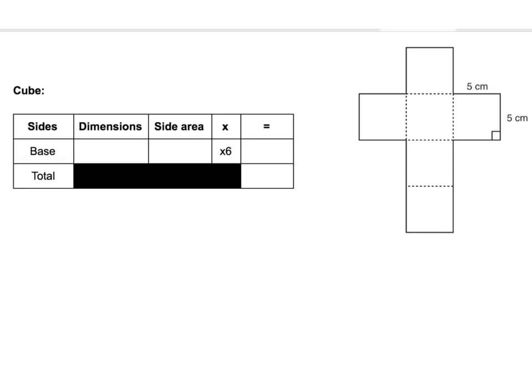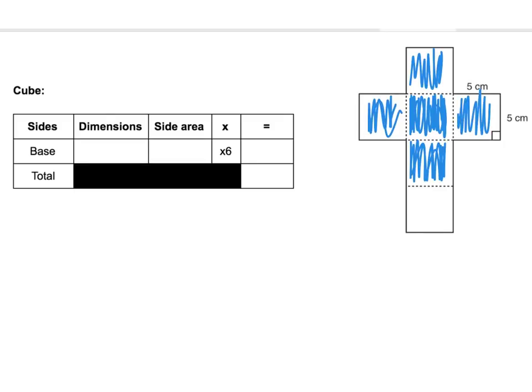So this makes our lives really, really easy because I know that this side, which would be the bottom of our shape, is the same as the front and the back and the left side and the right side and also the top.